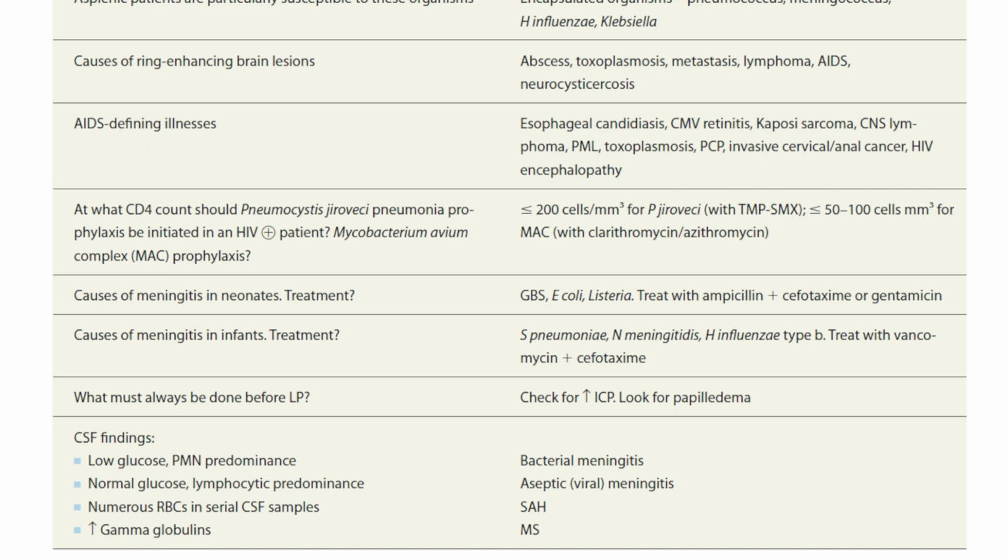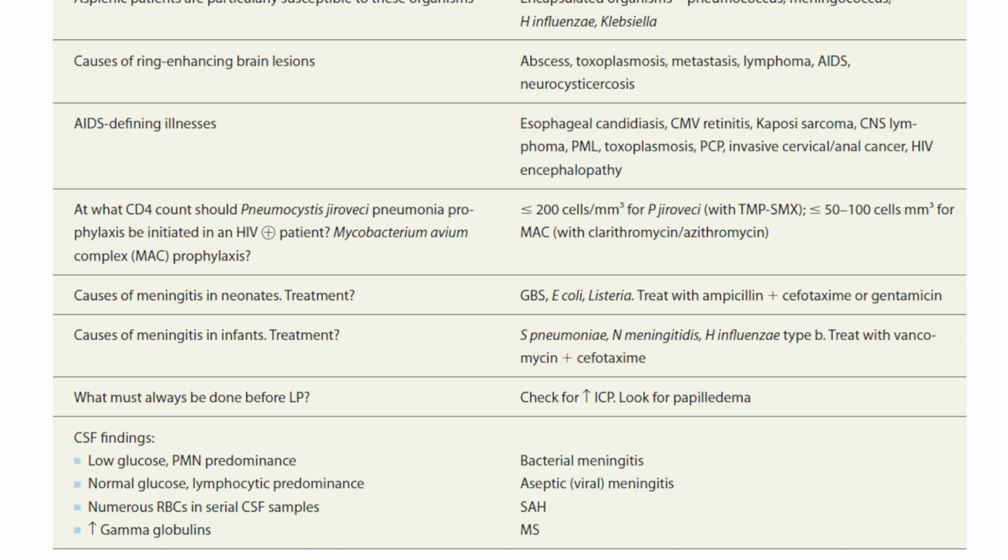We use clarithromycin and azithromycin in this case. I'm sure this question is going to be on your test.